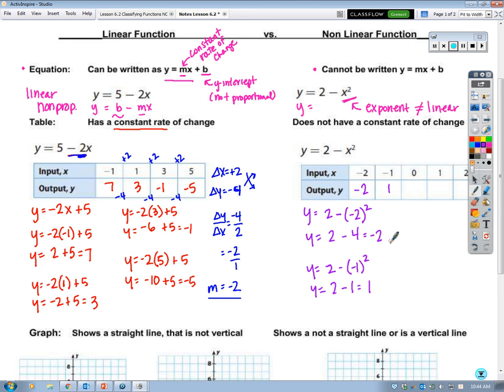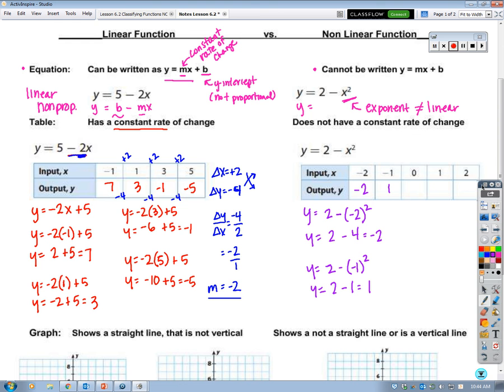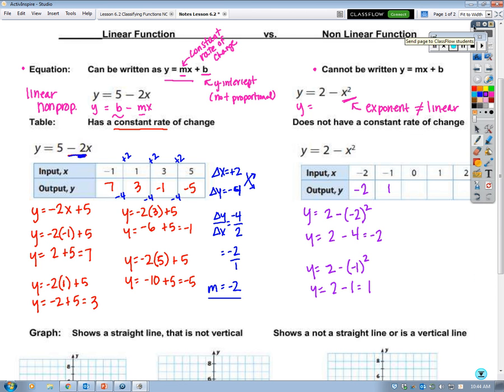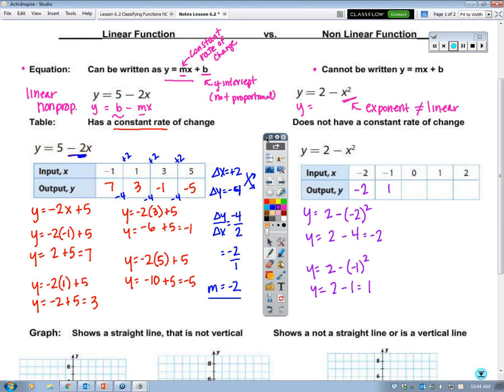I'm going to plug in my 0. Oops, this is in the way here. Move this right here for now. So I've got y equals 2 minus 0 squared. 0 times 0 is 0, so y equals 2 minus 0, which is 2. Next one, y equals 2 minus 1 squared, because that's my x value. x is 1. 1 times 1 is 1, so y equals 2 minus 1, which is 1.